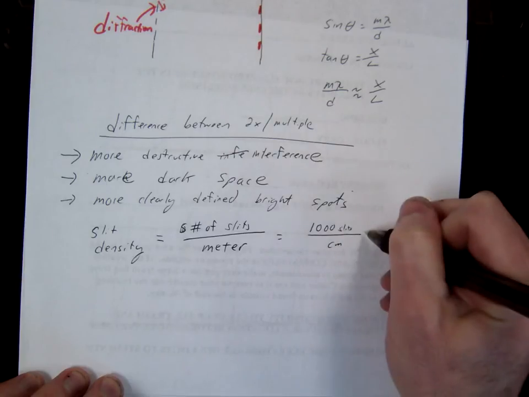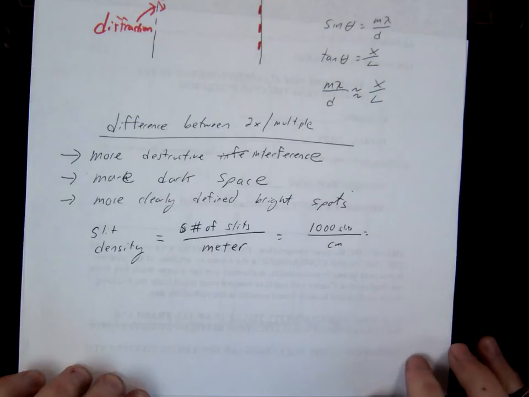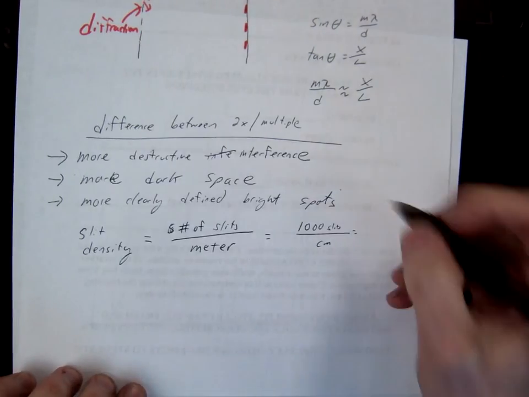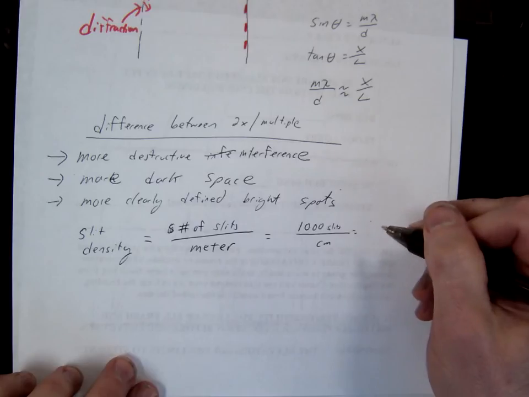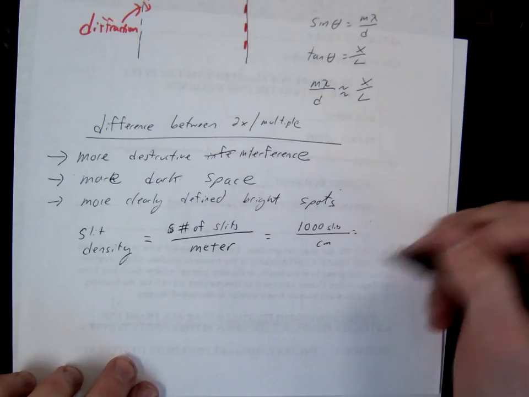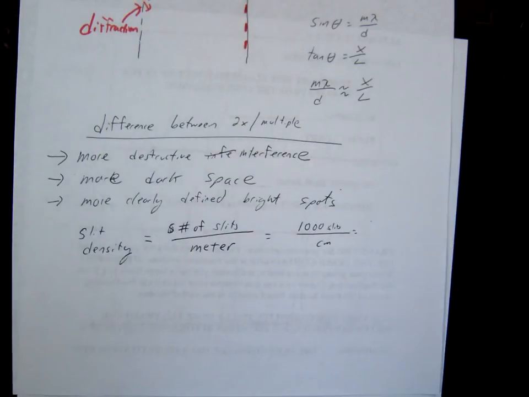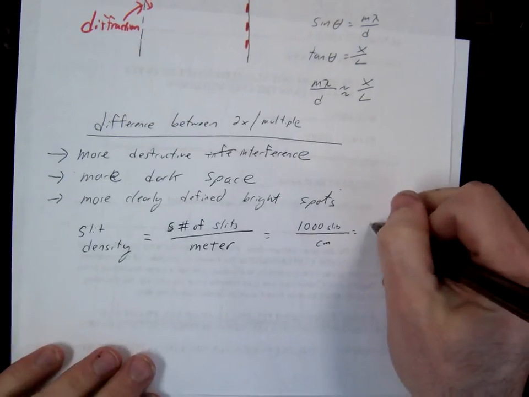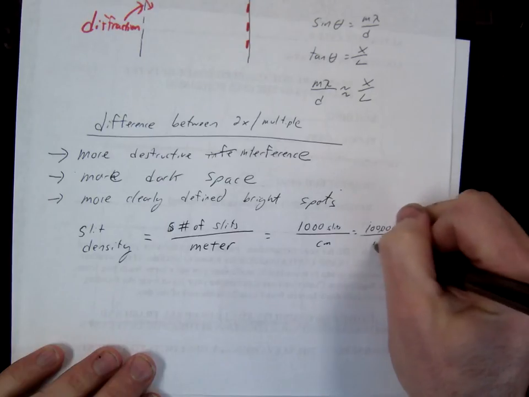If they give you that, you will want to convert it first. So how many slits is that per meter? Is it going to be more slits per meter, or less? More. If you're not sure, just think about it. Here's a centimeter. If I have 1,000 slits in a centimeter, and all of a sudden I have a meter, there's going to be more of them, right? So we multiply it. So 100,000 slits per meter.